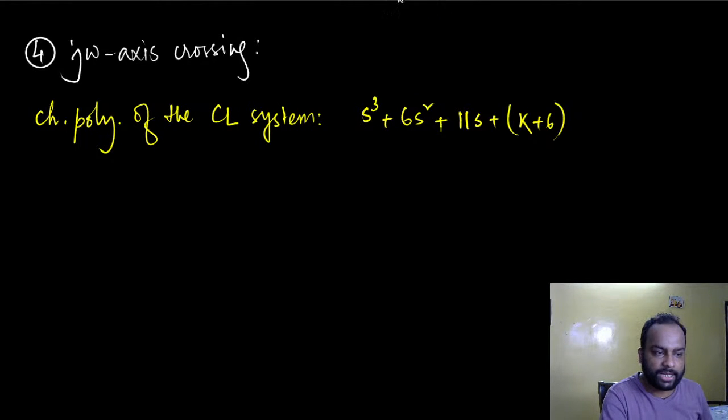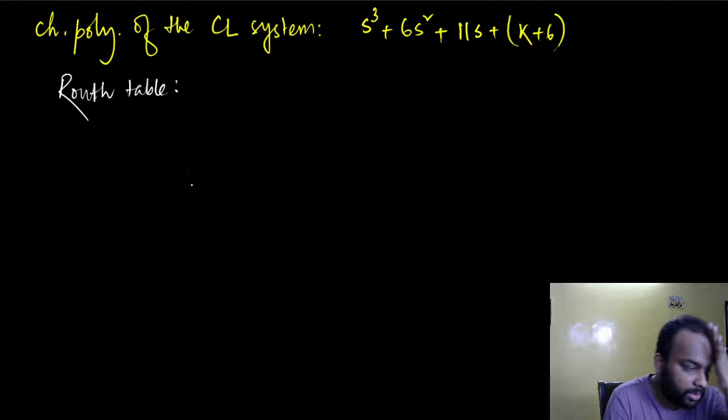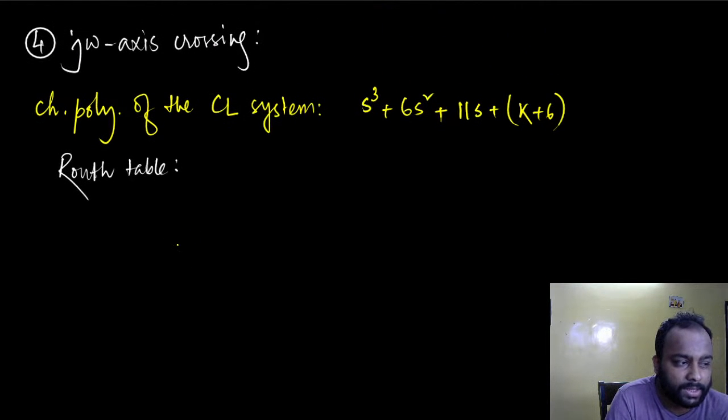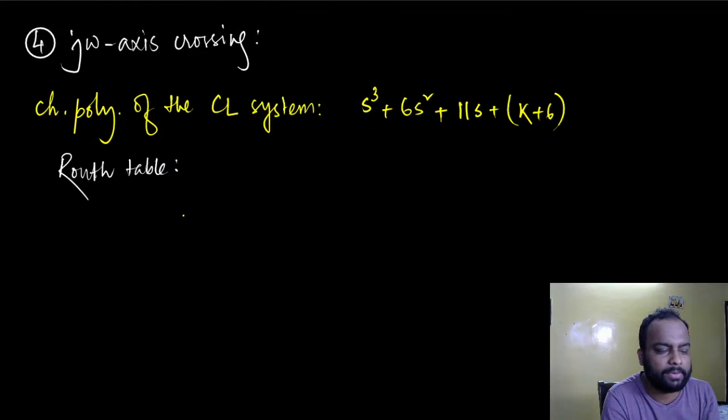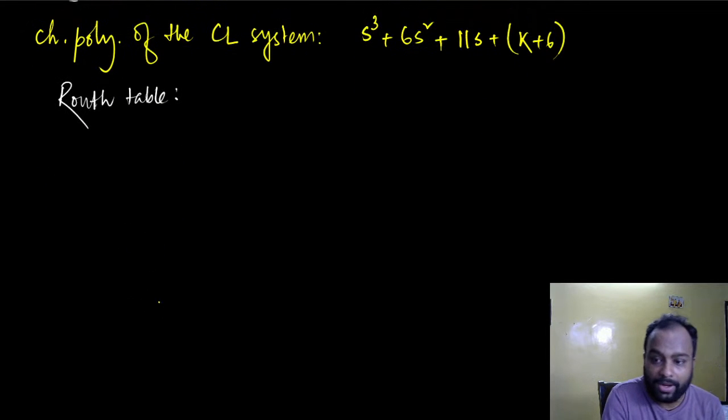Now let's construct the Routh table. We already are familiar with this. So essentially, rule number 4 is nothing but applying the Routh table on the problem of root locus, and we did.